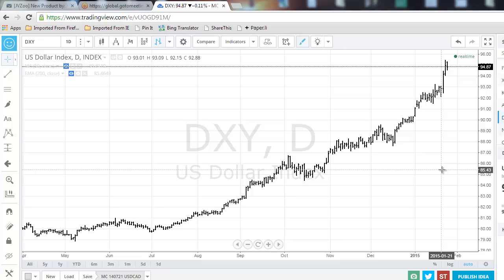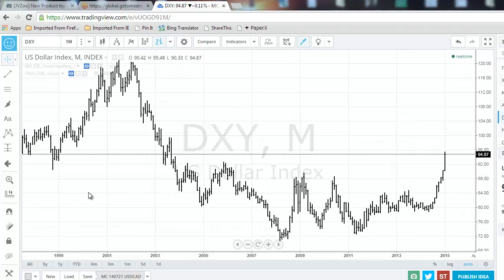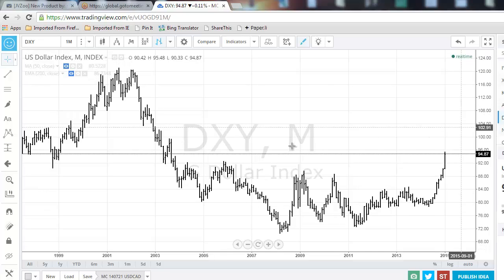So the first thing I want to do is have a look at this over a very long time frame. I'm going to change it to a monthly chart. And we can see on this particular chart how it's run down from the highs in 2001. It's made a bottom and then it's turned around.